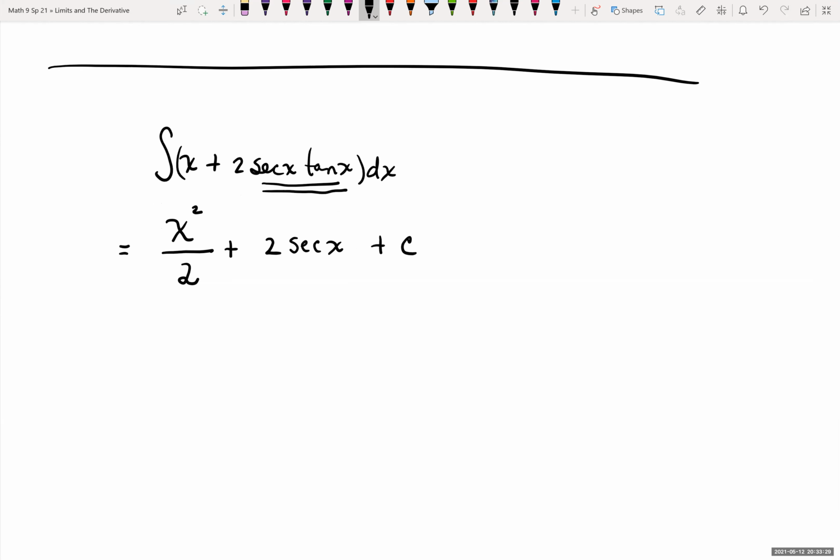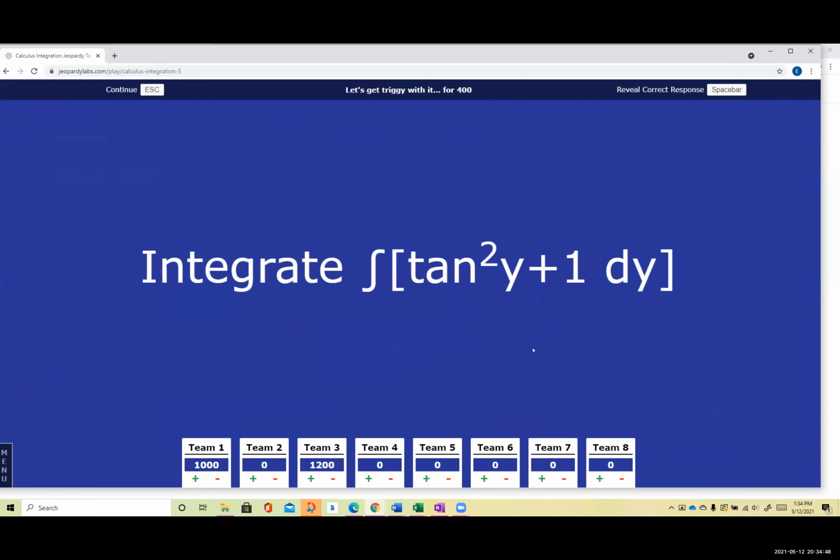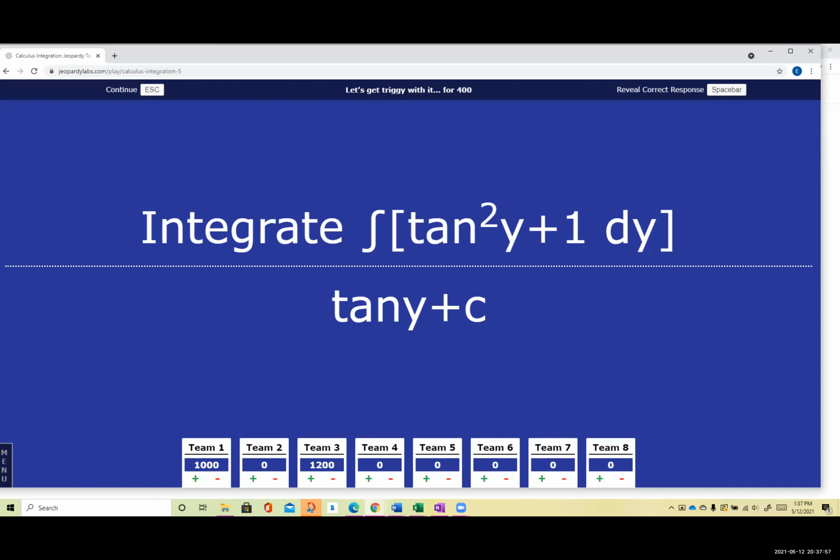Okay, so now we're going back and seeing what you guys want for the next category and how many points. Okay, so we have let's get tricky with it for 400 points. And so integrate tangent squared y plus 1 dy.